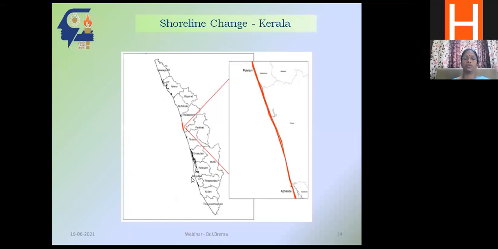This is another shoreline study that was carried out by one of my students on the shoreline of Kerala. We have identified some hotspots. We did the NDWI and checked which were the most vulnerable spots, and we identified one particular district, called Malappuram district, which was closely studied. So you can see the shoreline changes.